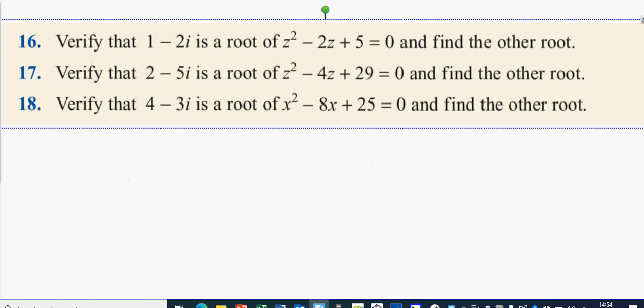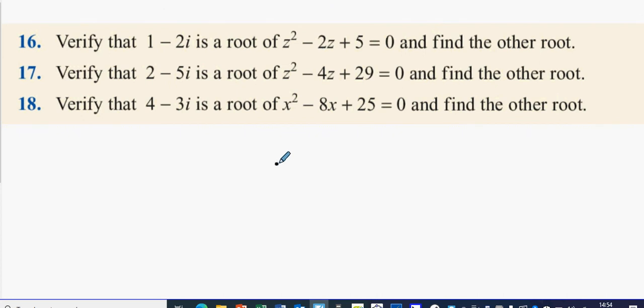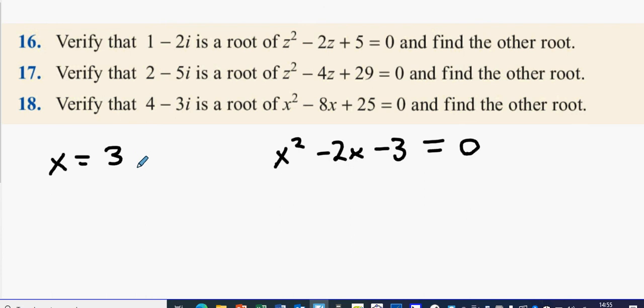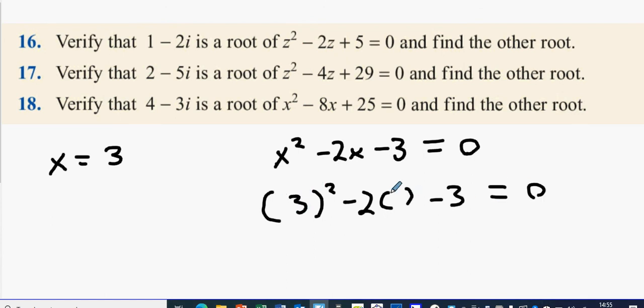Now, verify one of these is a root, and therefore find the other roots. Alright, here's how you do this. If I gave you x squared minus 2x minus 3 equals 0 back in the day, and I said verify that x equals 3 is a root, here's what you do. Anywhere you see x, what would you replace it with? 3. And if it balances, what does that mean? If it does, it's a root. Would you agree with that?